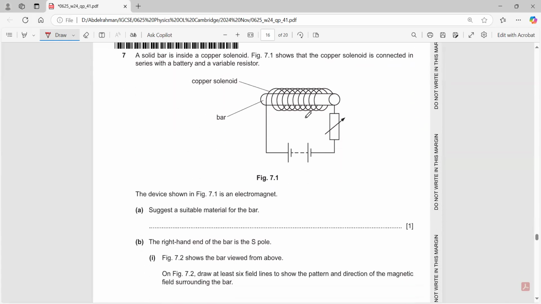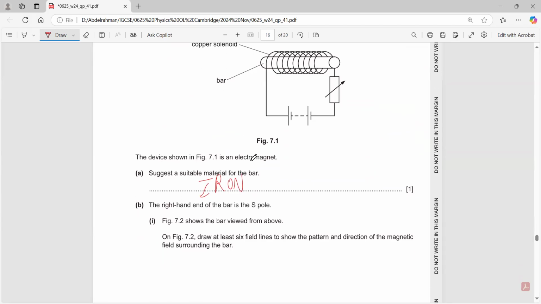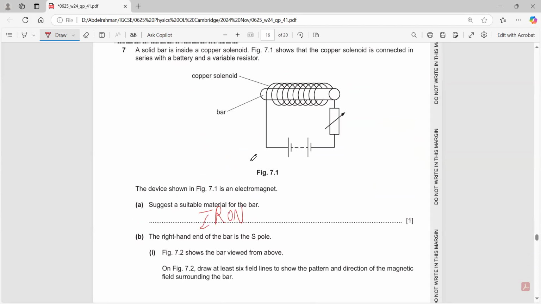A solid bar is inside a copper solenoid. Figure 7.1 shows that the copper solenoid is connected in series with the battery and a variable resistor. Suggest a suitable material for the bar. Definitely iron or soft iron. The right hand end of the bar is the south pole.